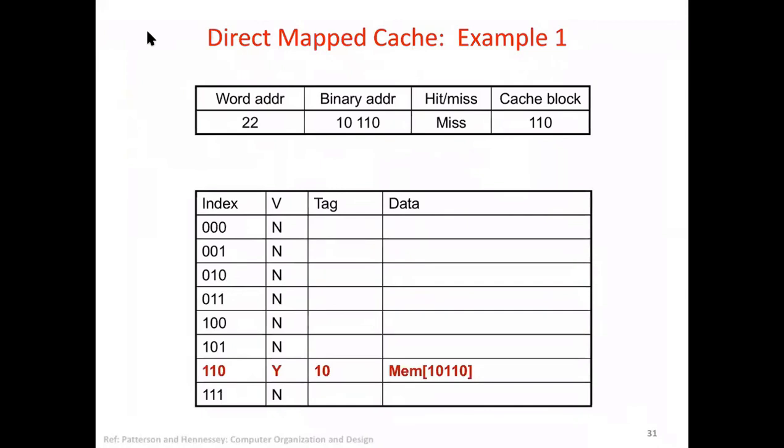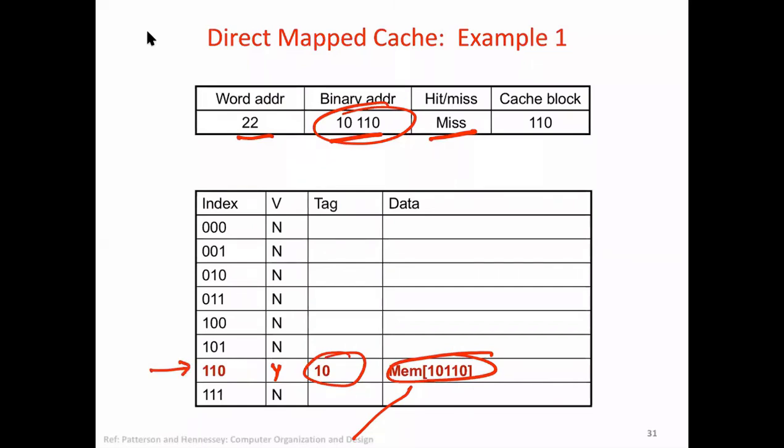All right, so initially when we look at it, it will be N, not valid, because there's nothing. Then we look at this one and we miss, and then we will bring the data from this location from memory and bring it here. Then look at the top 2 bits, and we store them here as the tag bits. And then change this to Y.